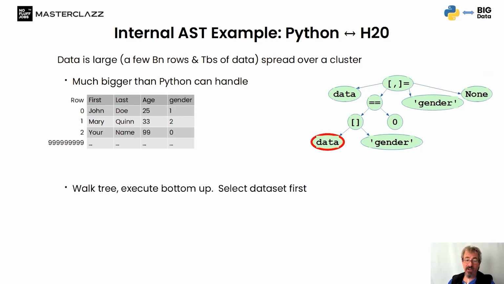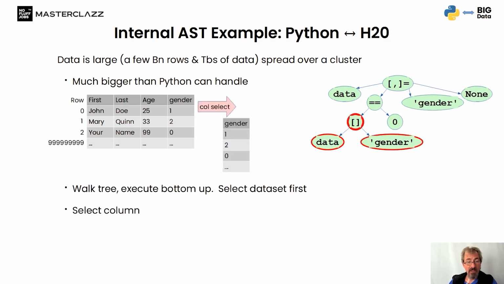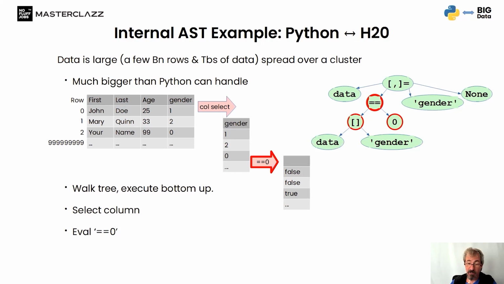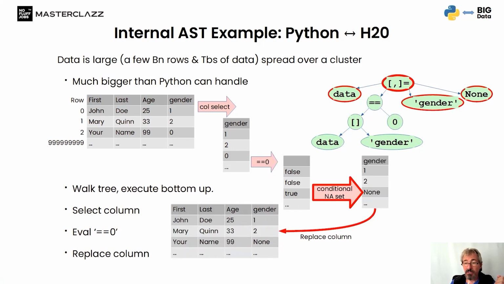Bottom left corner here, I find data, that's my data set. I do a column selector off of gender. I do an equals 0, that's my first big data walk where I compare this column to 0 and put down a Boolean column. And then I do a column selector for doing an assignment operator. And then I finally replace the column back in as the last part of it. And I've done this big data expression that I wrote in Python.